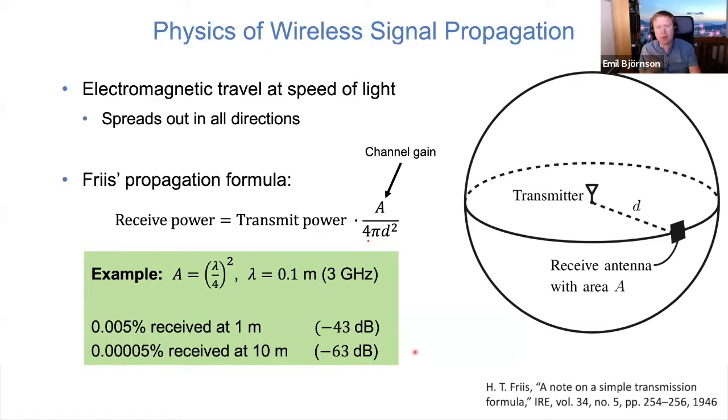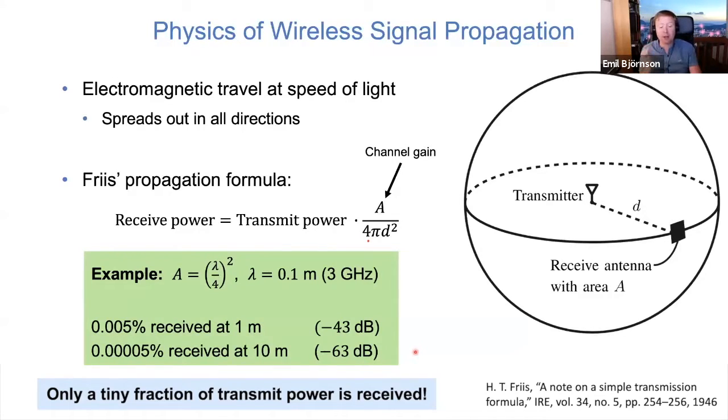This is very important to understand when it comes to what I will be talking about today, because only a tiny fraction of the transmit power is received. And that means that small, seemingly unimportant changes in the wireless propagation might make a big difference. It might lead to you doubling or even more the received signal power.